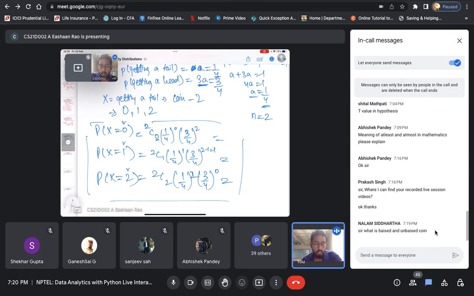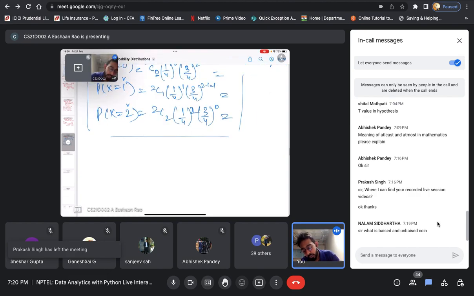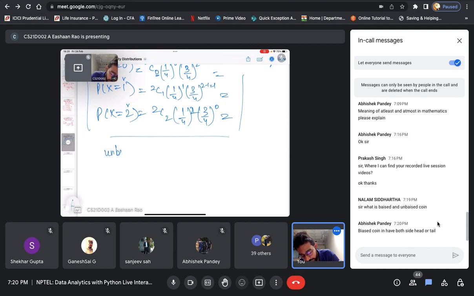Okay, the question is, what is a biased and unbiased coin? See, if I am having an unbiased coin, that means the probability of getting a head and the probability of getting a tail are the same.